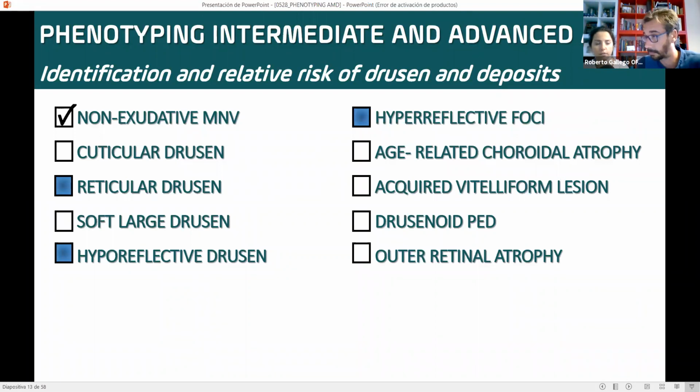How often do you follow these patients? I often follow those patients exactly in the timing that you consider, which is what? I will follow every 3 months. 3 months is good. Because if you have a 30% risk, it makes sense. Yeah. Every 3 months since you diagnose this shallow irregular RPE elevation, right? Mm-hmm.